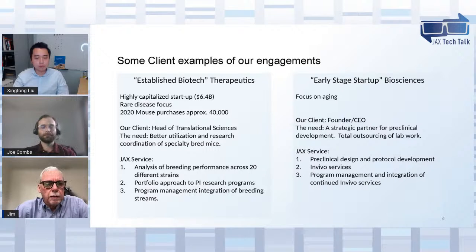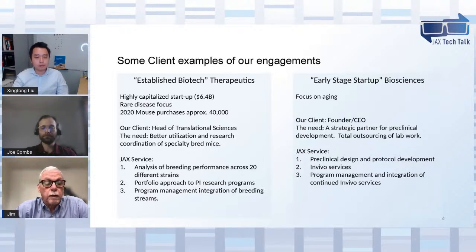So the first thing we did was try to come in and understand just the performance in general, what the yield was for different strains, how well they were being utilized across different research platforms. And then we worked with them to figure out more of a portfolio approach to help the PIs understand literally what was on the shelf and available for them for mice, so that they could reduce their discard rates and utilize their mice more effectively by sharing mice, sharing colonies. And then last but not least, we put in a program management process to be able to integrate across the different breeding streams to provide a lot more communication within the research area itself.